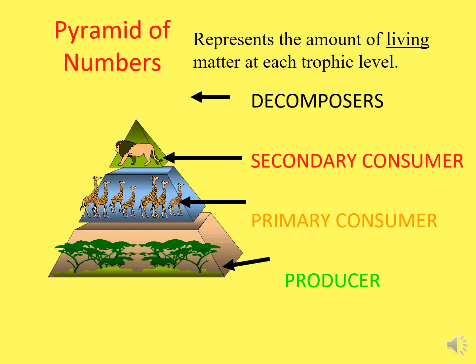So here we have producer, primary consumer, secondary consumer, and decomposers, right? So producers first, then it's primary, secondary. Sometimes we have tertiary, then we have the decomposers as our fourth step.